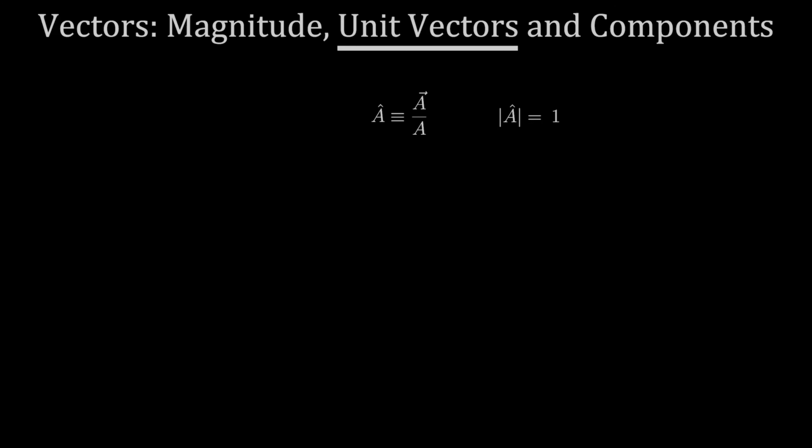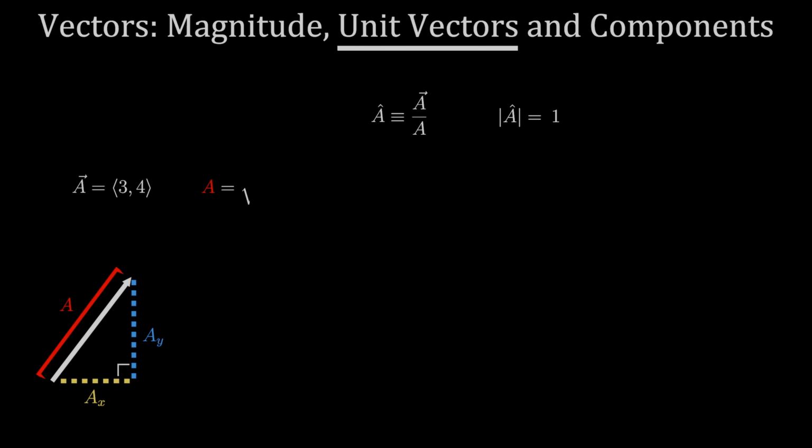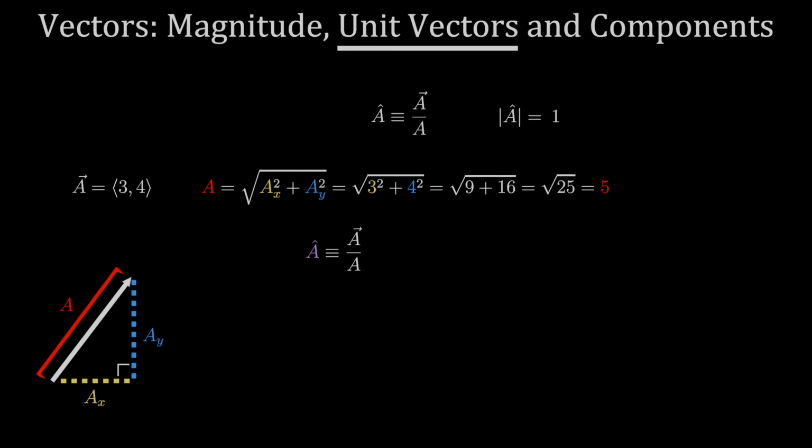Let's take a look at our example vector again. If we have a vector A equal to 3 in the x component and 4 in the y component, we can first calculate the magnitude of the vector, finding that it is equal to 5. Then, we can use the definition of a unit vector above to find the unit vector that corresponds with vector A. We divide each component of vector A by the magnitude of vector A, which was 5, giving us this new vector. This is vector A hat.